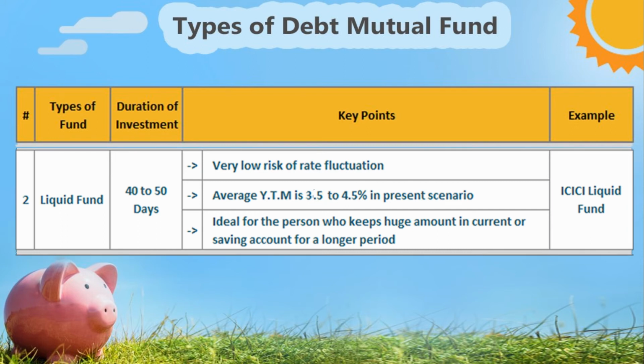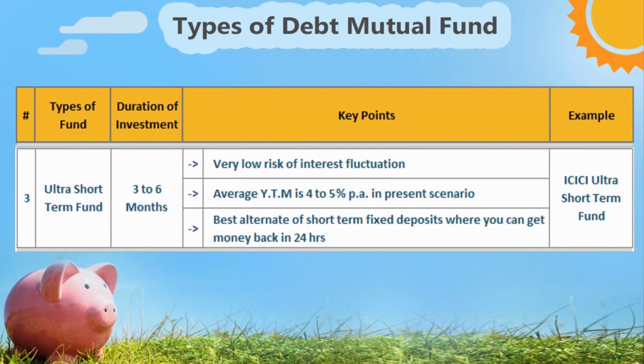Second is liquid fund. These funds have a modified duration of 40 to 50 days and hence the risk of interest rate fluctuations is very minimal. These funds currently provide 3.5 to 4.5% of return. Investment in these funds is advisable if you have a certain amount lying idle in your savings or current account for a period of 1 to 2 months. Even redemption from these funds is easy and the amount will be available as per current NAV. For example, ICICI Liquid Fund.